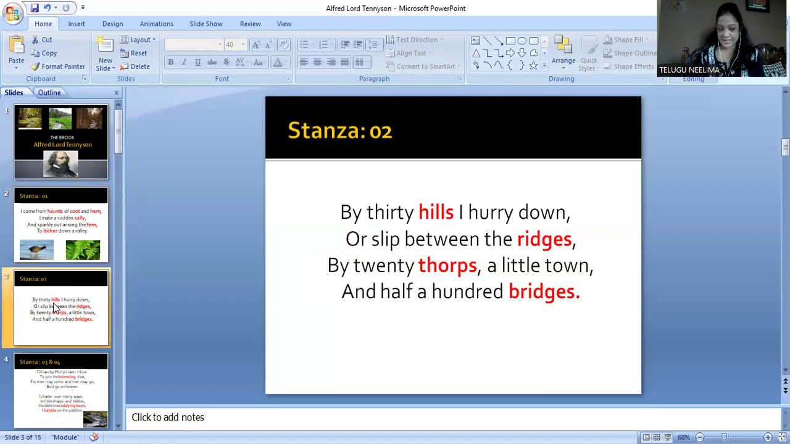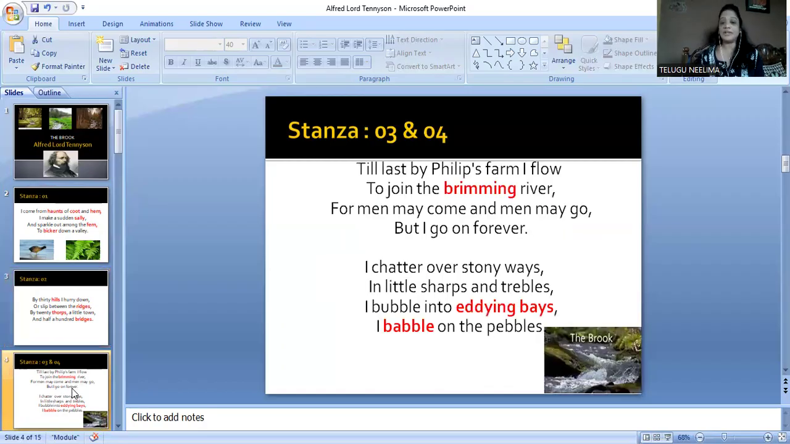And in the second stanza, it is telling where it is continuing its journey. When we look at the third and the fourth stanza, it's clear where it will stop its journey, or till where it is moving on. It clearly says, "Till last by Philip's farm I flow to join the brimming river." Brimming river means full to the brim, completely. So I'm trying to join the river by making my journey through all these places. I'll definitely move on to the final destination, that is the brimming river.